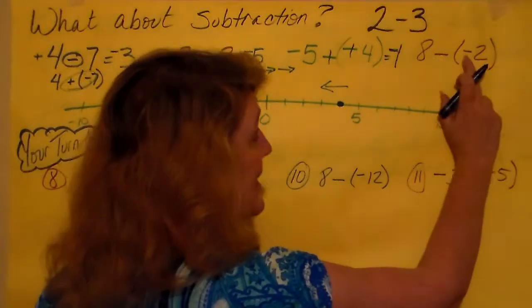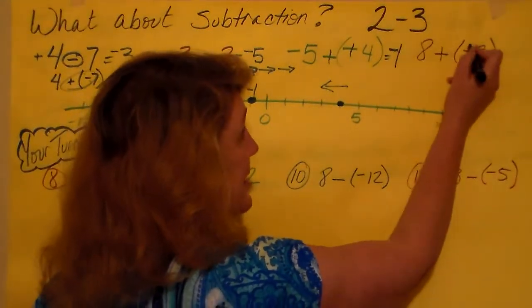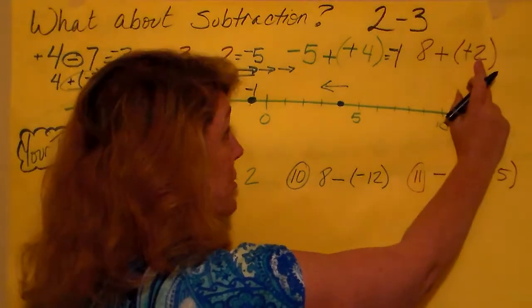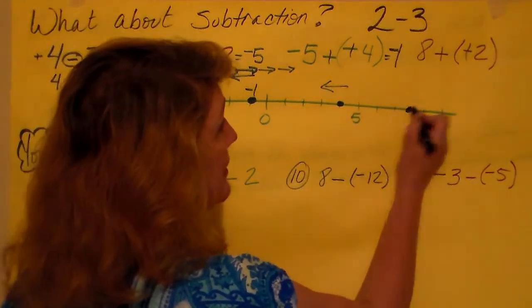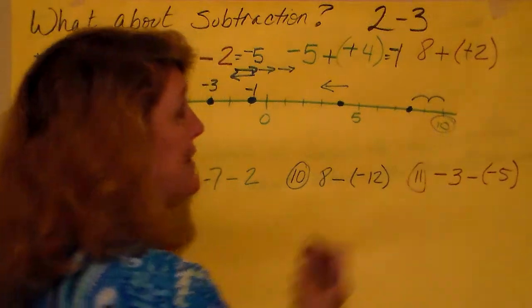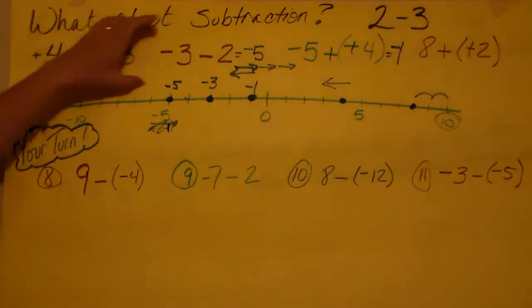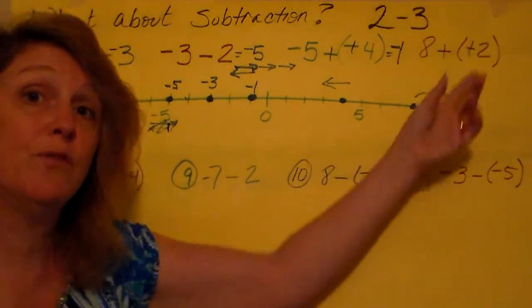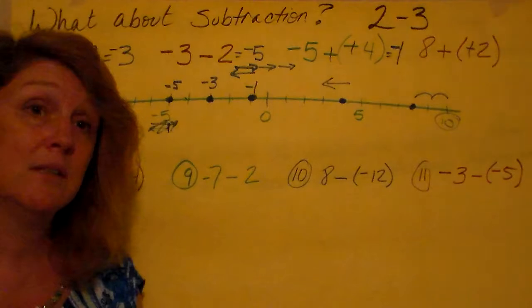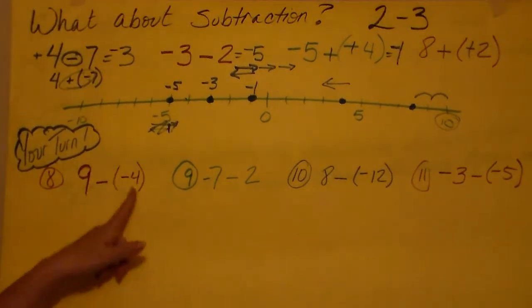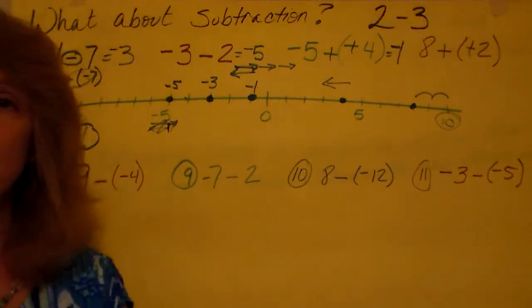8 minus negative 2, dink dink. Best thing to do. So now I have 8 plus 2. 8 plus 2 gives me 10. Okay? Your turn. Hopefully you can do it just by adding and subtracting up here. Hopefully you don't need a number line. But if you do, that's okay. Remember, when you have two negatives right next to each other, the first thing you do is go dink dink.